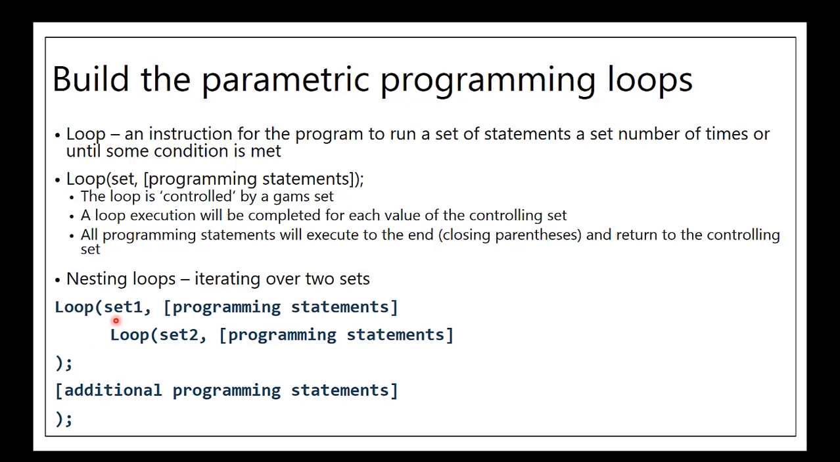Okay, so if you have 5 set elements in the outer loop, 5 set elements in the inner loop, you're going to get 1, 2, 3, 4, 5, 2, 1, 2, 3, 4, 5. You're going to get 5 times 5. You're going to get 25 executions here.